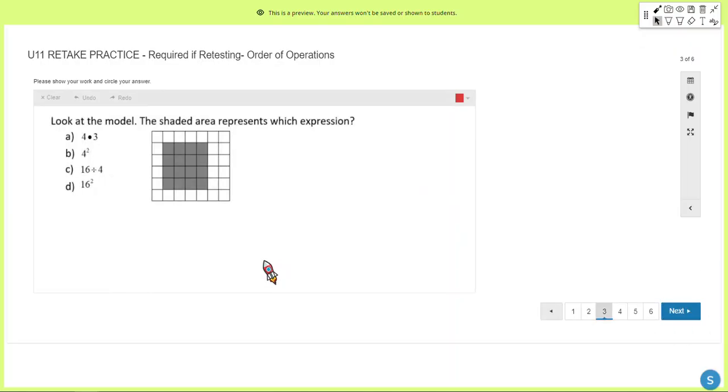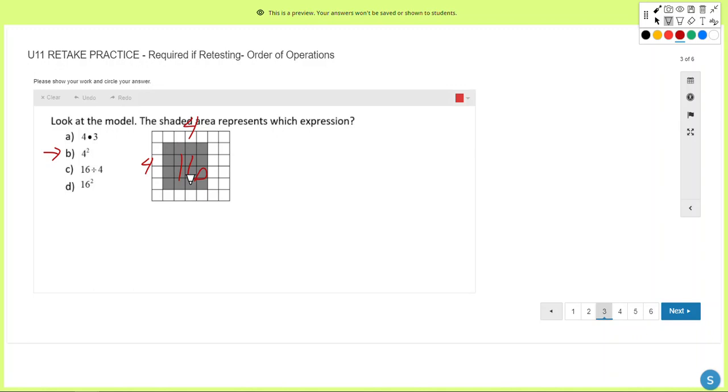Number 3, it says, look at the model. The shaded area represents which expression? So you have 2 methods of going about this one. If you see that the side length is 4 and the other side length is 4, you can see that it's 4 squared, because 4 times 4 would be 16. You could also count up the pieces, 1, 2, 3, 4, 5, 6, 7, 8, 9, 10, 11, 12, 13, 14, 15, 16. So there are 16 total pieces.